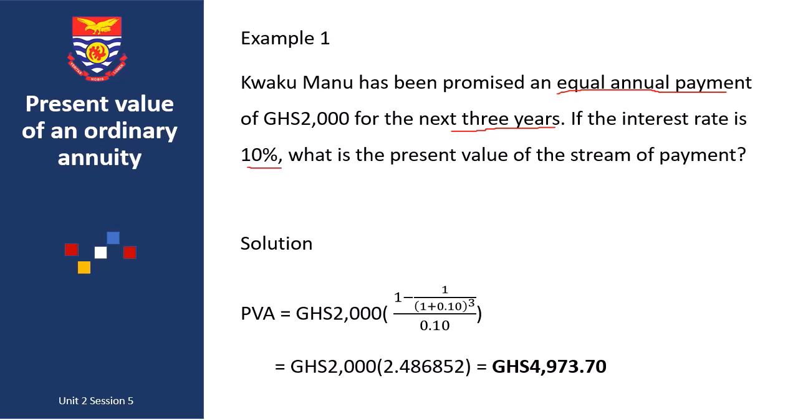What is the present value of the stream of cash flows? Since we have all the elements in the formula, we can just do our substitution to get our present value. So the present value will be the 2,000 multiplying the bracket, which is 1 minus the discount factor, over the cost of capital, which is 10%. So at the end, we are going to get 4,973 Ghana cedis 70 pesewas as our present value.